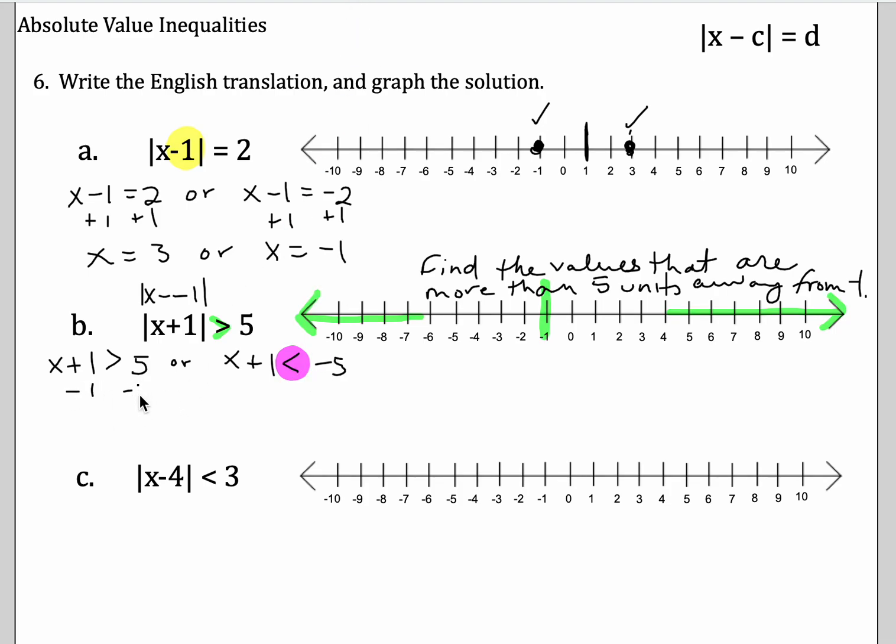Let's solve both of those. So x is greater than 4, or x is less than -6. So here, open circles on the 4 and -6, greater than 4 and less than negative 6. Okay? We have an or statement for those. The way that I like to remember that is more is or.